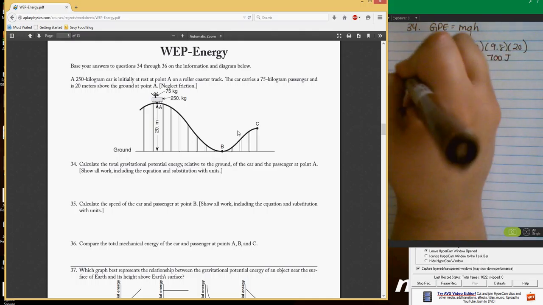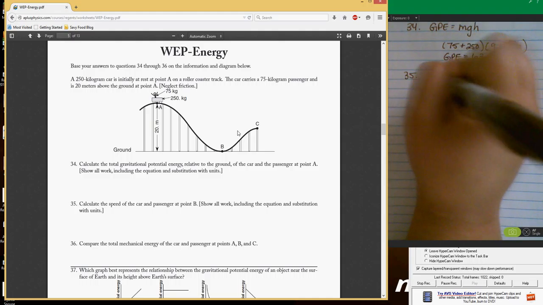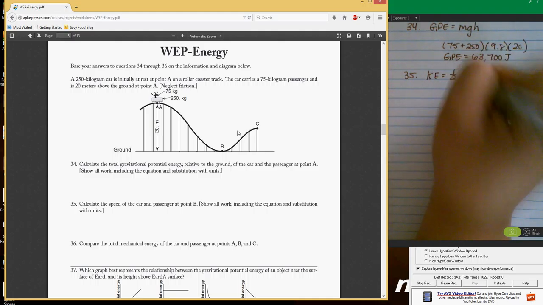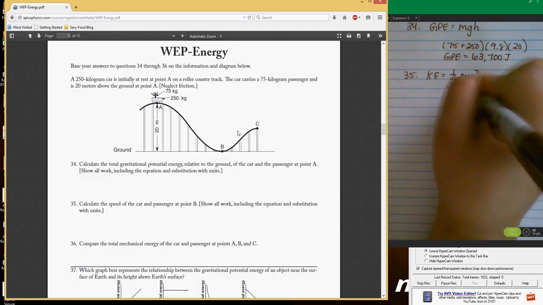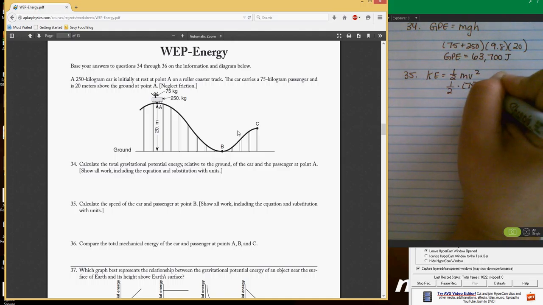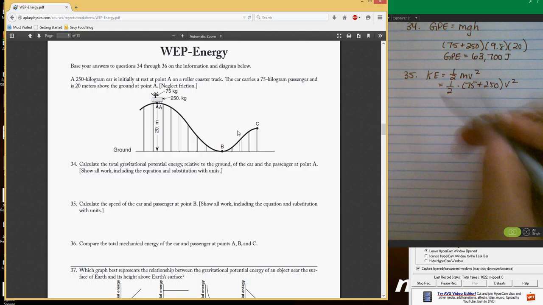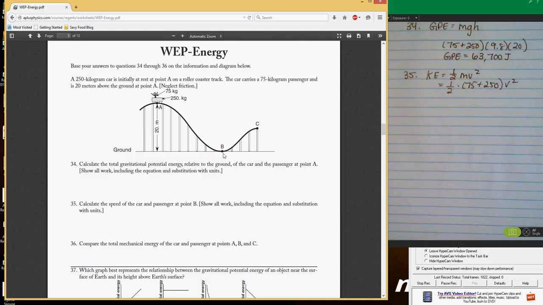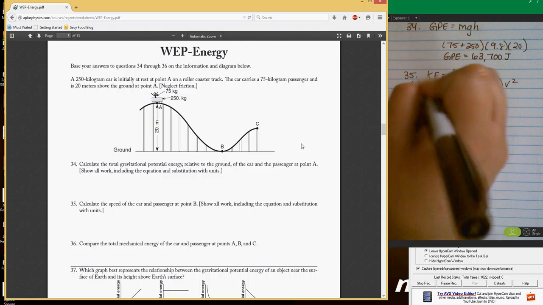Question 35. Calculate the speed of the car and the passenger at point B. So KE equals half mass, and the mass is still your 75 plus 250, times velocity squared, which is what you're looking for. Because point B is at the bottom, the kinetic energy is going to be equivalent to whatever your GPE was at the top. So this kinetic energy is 63,700 joules.